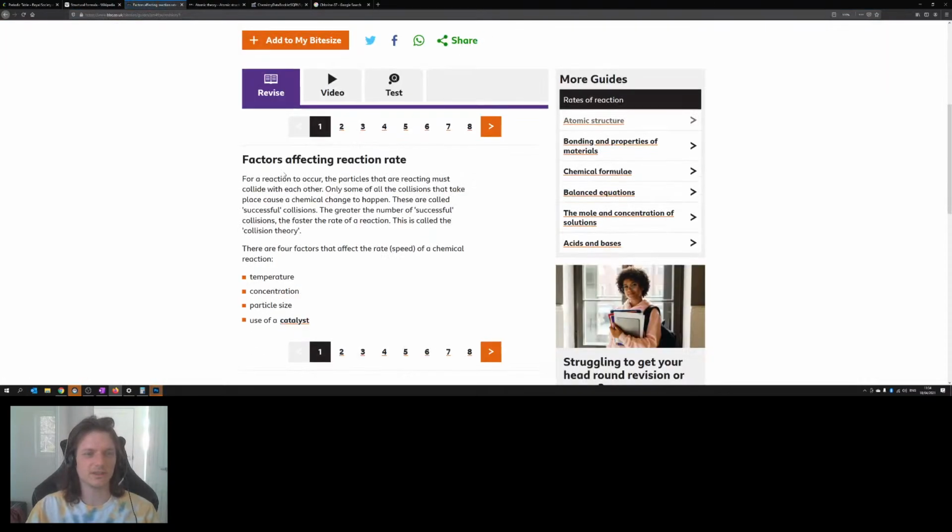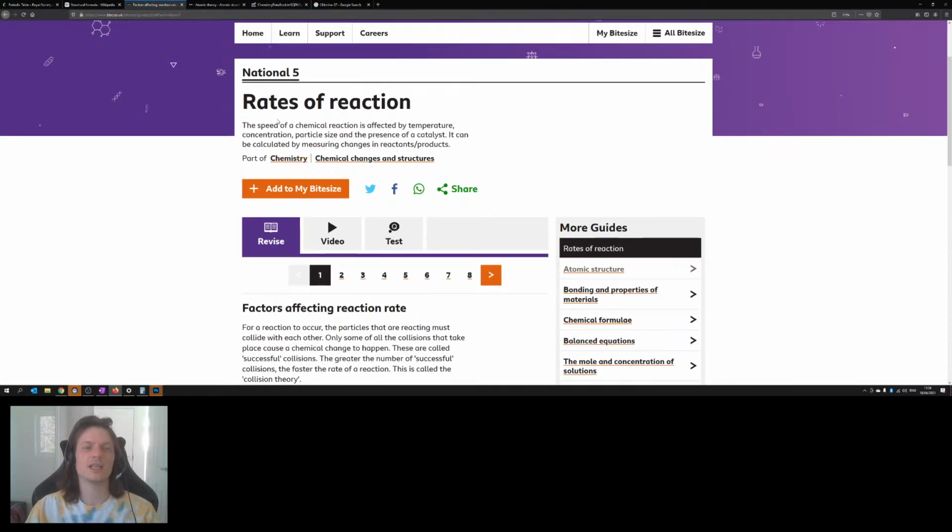Rates of reaction. The speed of a chemical reaction is affected by temperature, concentration, particle size, and the presence of a catalyst. It can be calculated by measuring changes in reactants or products.